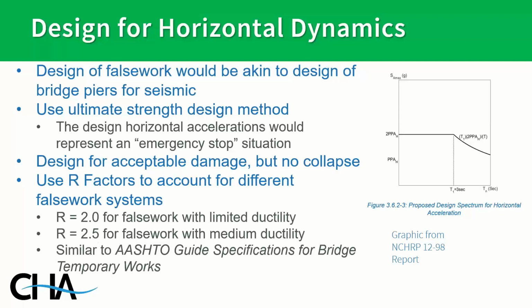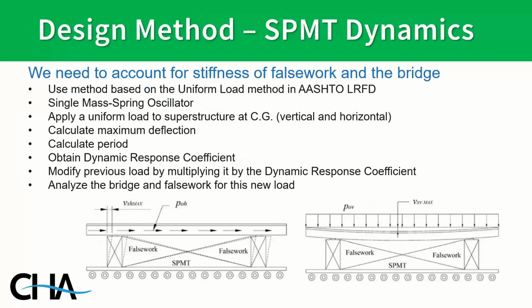We decided to use an R-factor method similar to the AASHTO provisions. The key is we want acceptable damage but no collapse for this emergency stop situation. The AASHTO guide specifications for bridge temporary works includes design of false work for seismic, where they have recommended R factors for false work with limited ductility and medium ductility, and they're shown as 2.0 and 2.5, and that is carried through into the NCHRP guideline.